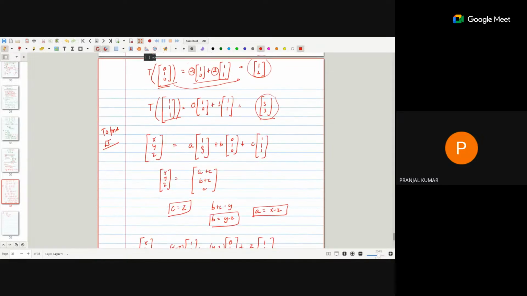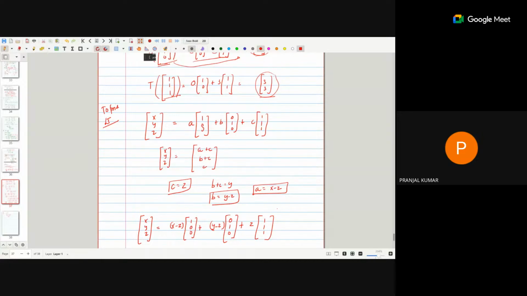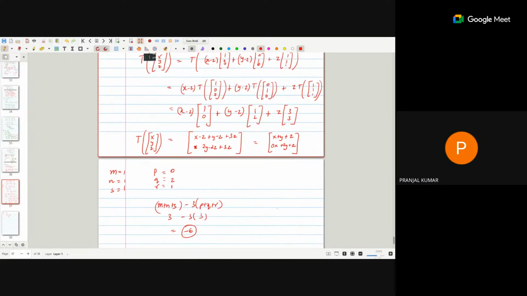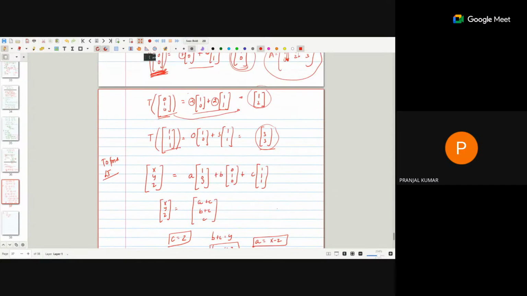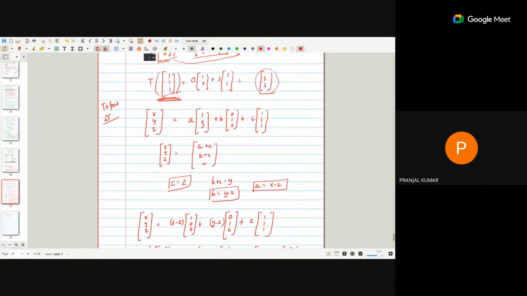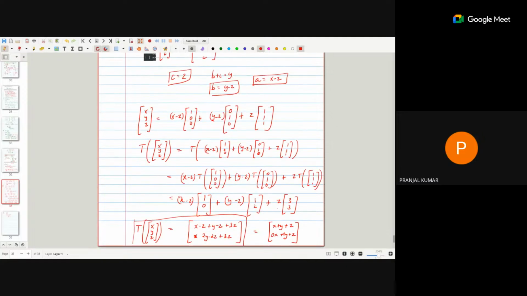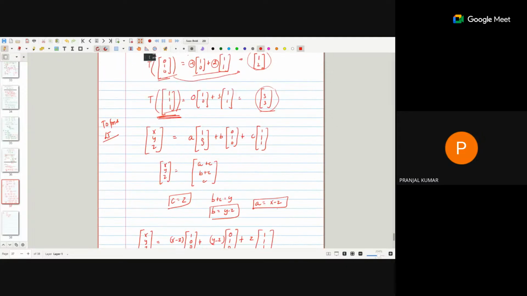Now, why am I doing this? You should know that if you know the images of any basis set for the domain, then you can explicitly calculate this type of definition for the linear transformation. So that's what I did. I found the images of the three basis vectors. Now, how to find this sort of definition? What I do is I take the general element xyz.